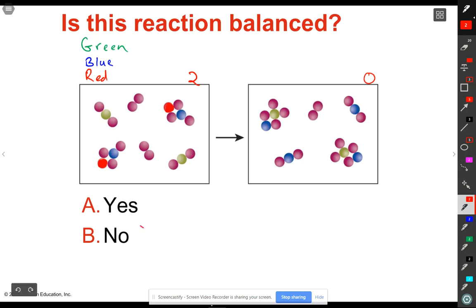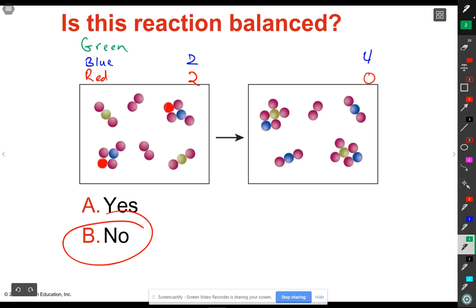So this is not balanced because I could prove it with just the reds. I could look at the blues. I have 2 blues here and 4 blues here. If I do the greens, I have 2 greens on each side.